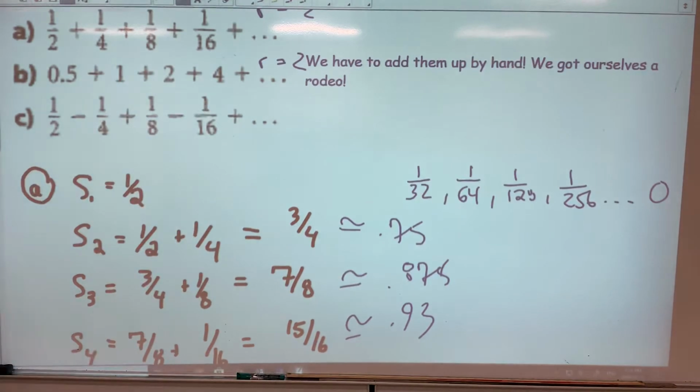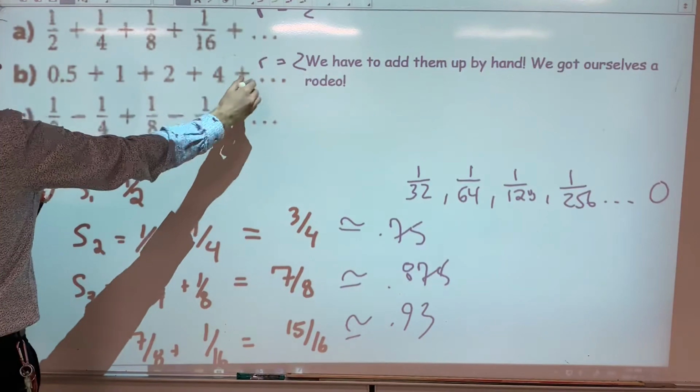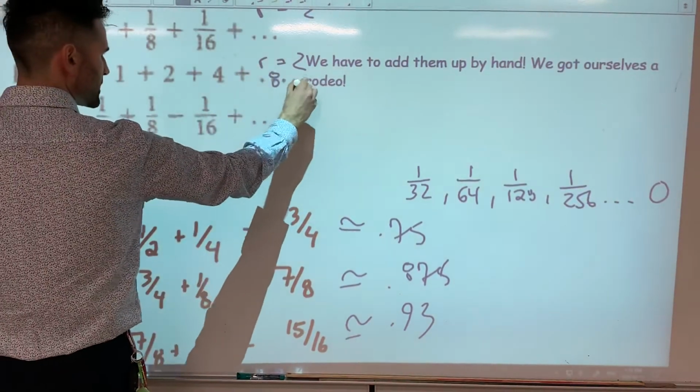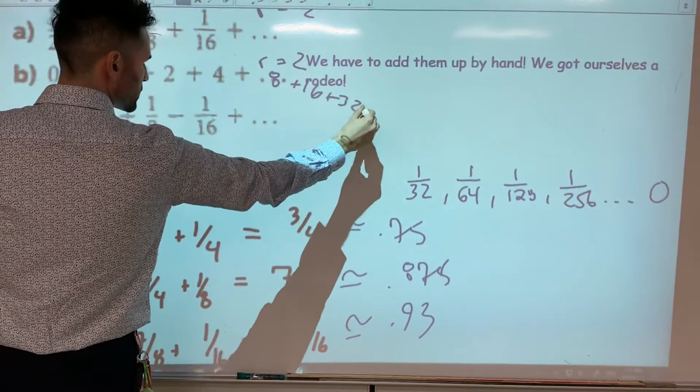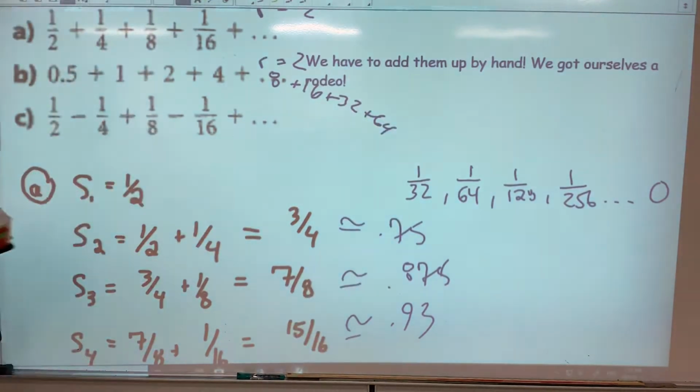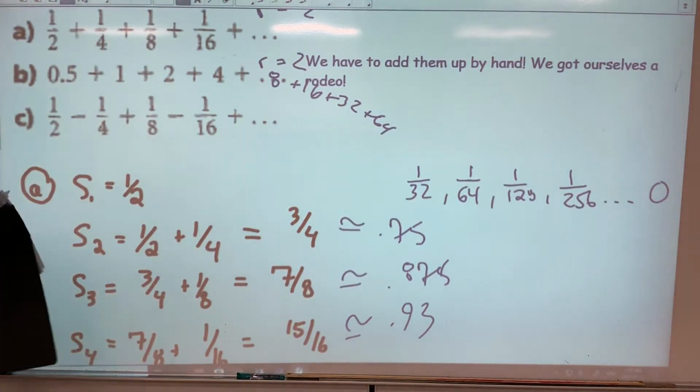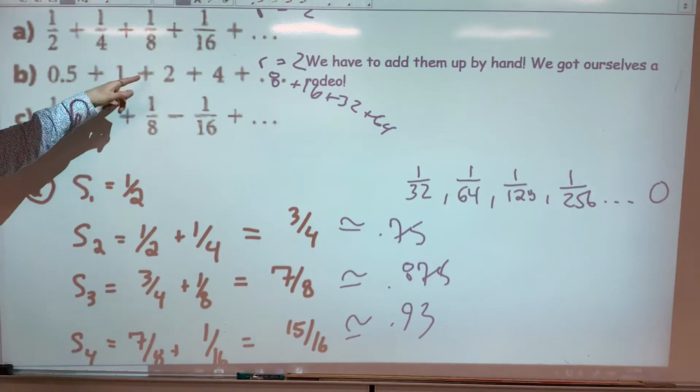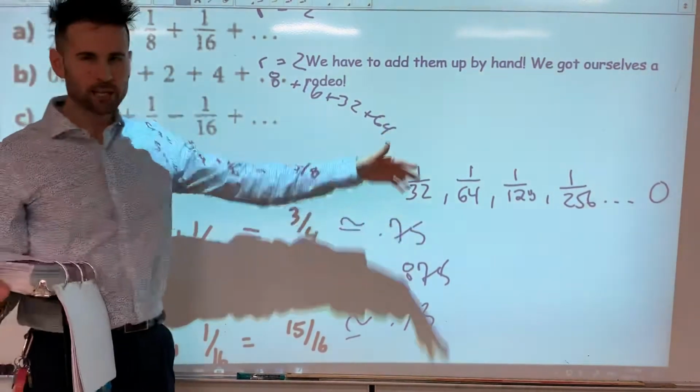So the infinite sum for this one would be just a number that gets bigger and bigger, right? You guys agree? Because think about it, I'm going to start adding these together. What's the next number? 8, and then 16, and then 32, and then 64. Will that ever approach a number? No, in fact, we would have called this divergent a few lessons ago. So this is divergent because it just keeps getting bigger and bigger.